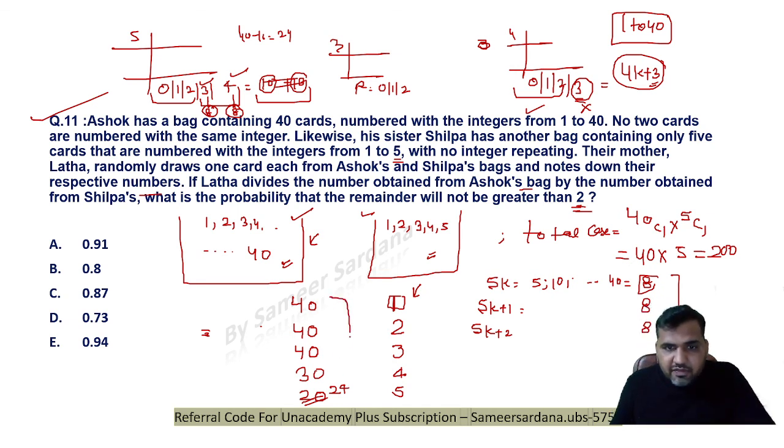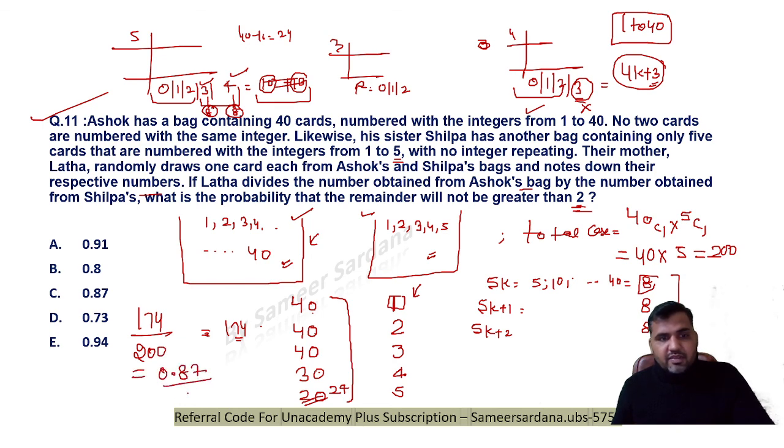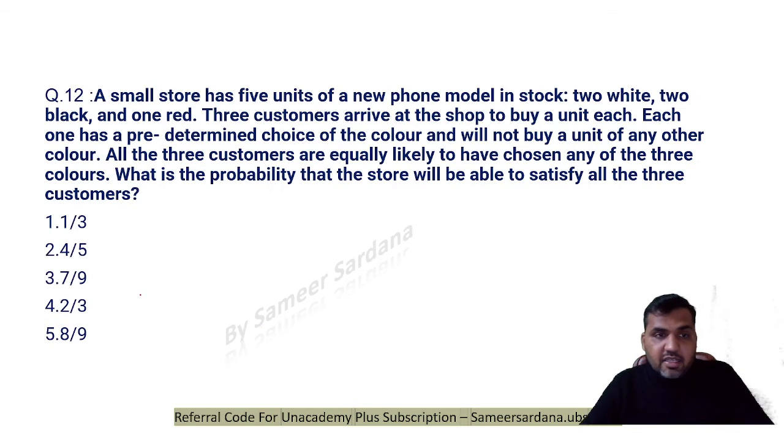So see that, guys, my favorable cases in this case will be 40, 40, 40, 120, 120 plus 54 would be 174. Right. So 174 is my favorable case, 200 is my total number of cases, probability will be 0.87. C option would be the correct answer to the question, guys.